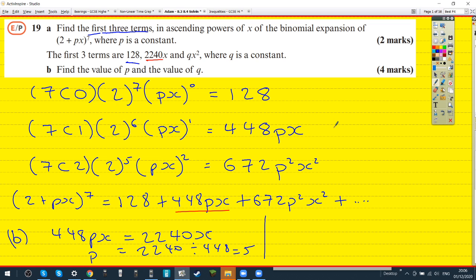Can we substitute p back in? Yep. So we could use 672 multiplied by 5 squared, which is 25. So 672 multiplied by 25 gives you 16,800. We'll do just x squared.